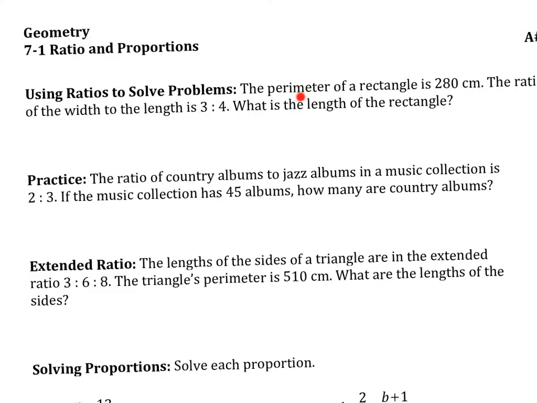So here, the perimeter of a rectangle is 280 centimeters. The ratio of the width to the length is 3 to 4. So what's the length of the rectangle? Well, the key thing here is actually the perimeter. So 2L plus 2W is going to give you your perimeter. So we're going to use exactly this formula. The issue is we have 2 variables, and we want to have fewer variables. So what can we do?